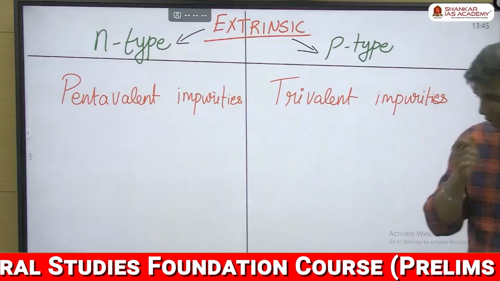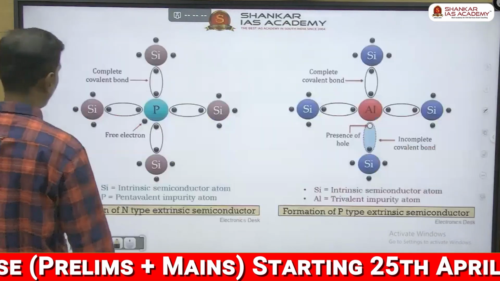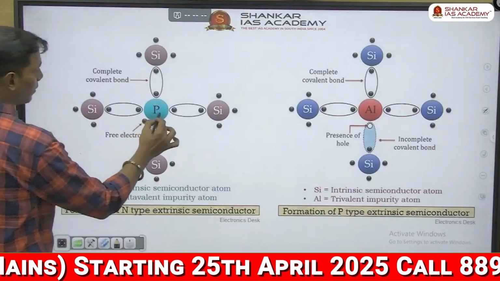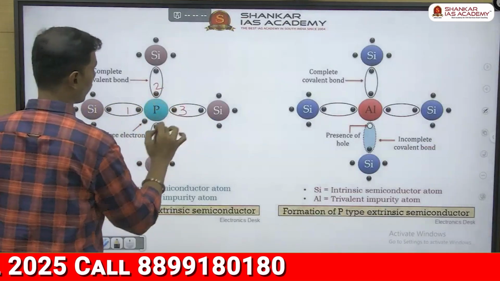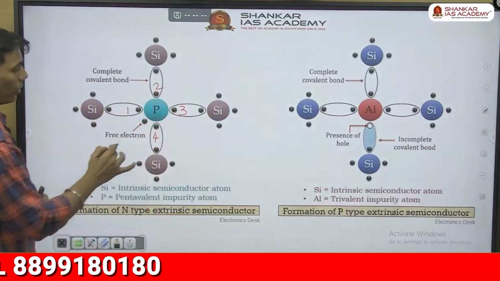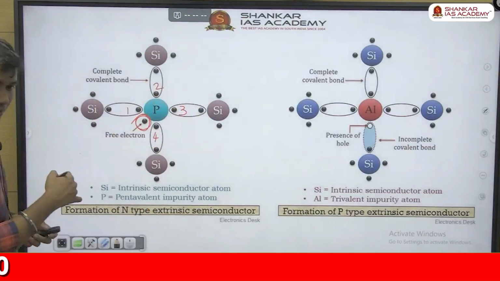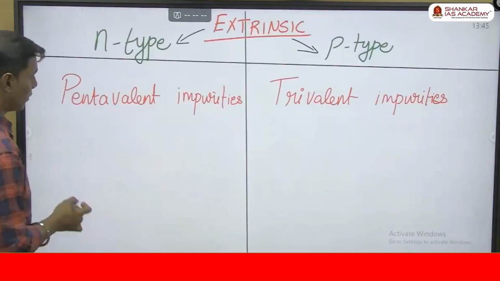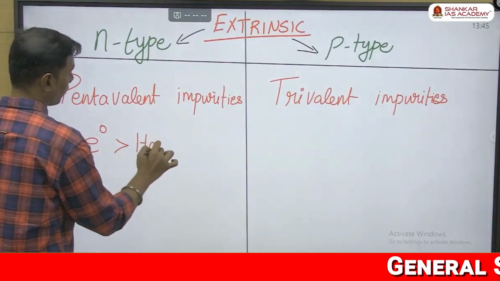Okay. What is the point in adding pentavalent impurities here? Penta means how many? 5, correct? Penta is 5. See here, phosphorus is added. Phosphorus is a pentavalent impurity. 1, 2, 3, 4. How many bonds are formed here? 4. But if you see this electron, this is not forming any bond, which means this is available for recombining with something else, correct? So we can say the number of electrons is greater than the number of holes.